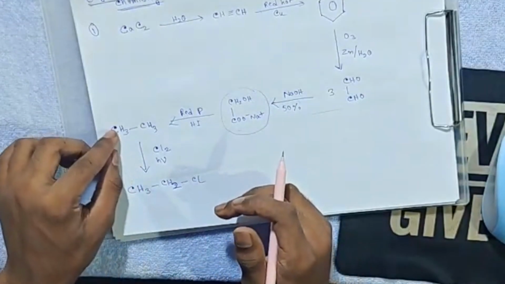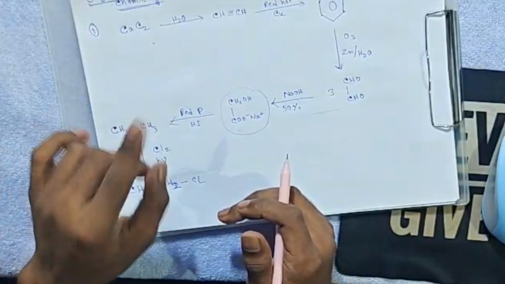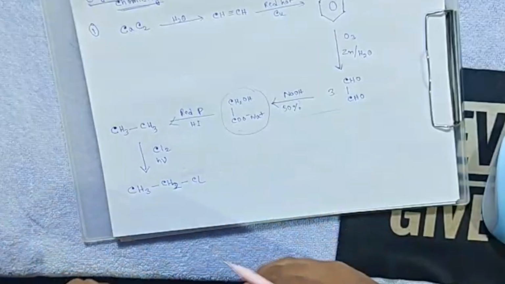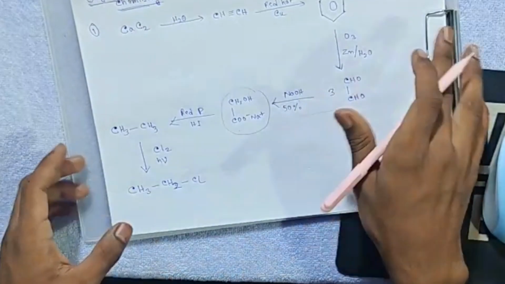There is only one type of hydrogen, so only one type of product is forming. Now I will let you know the other types of this reaction. So let me explain the types.